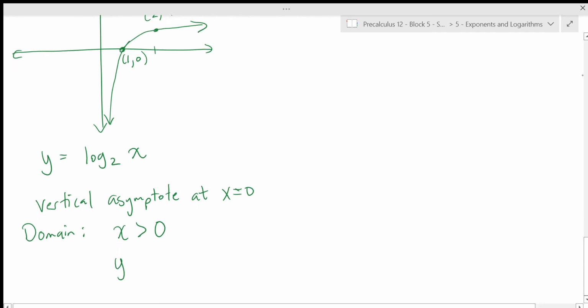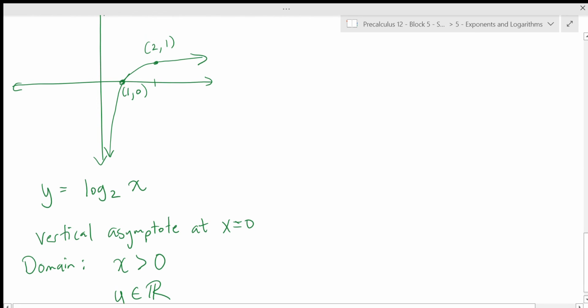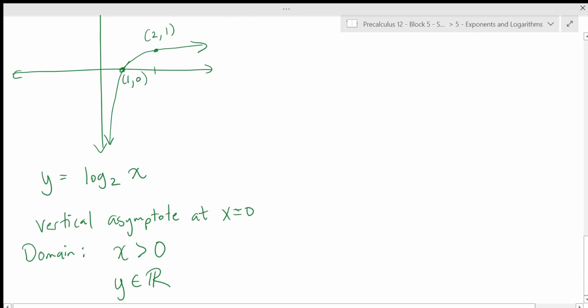Y for our logarithm is unrestricted. It can get as small or as big as you want, but x's always have to be positive. So this is going to be a rule that we use as we get into logarithmic equations later, that you can't take the log of a negative number.